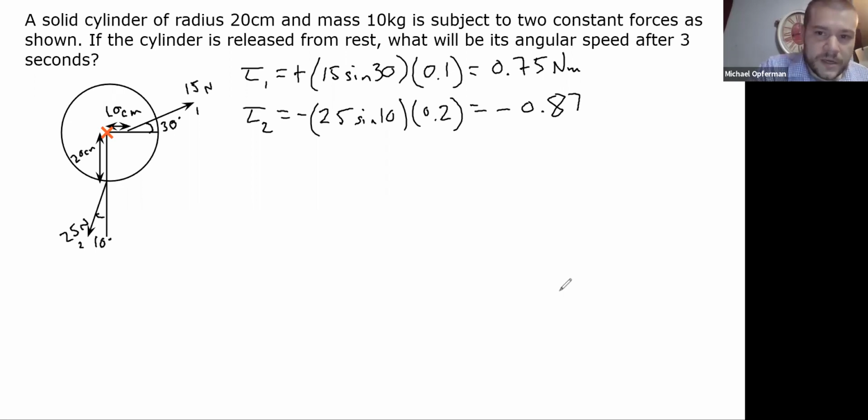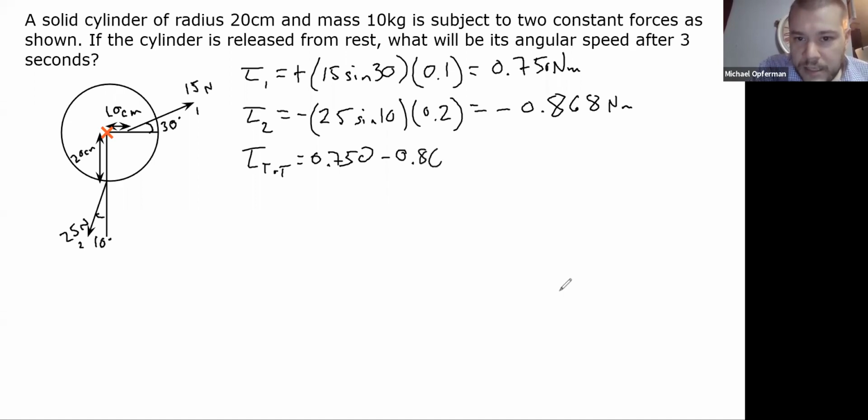Okay, maybe we better keep an extra significant figure because it looks like we might get some cancellation pretty soon. So let's call it 0.868, and this one was 0.750. Now when we take the total torque, it's going to be positive 0.750 minus 0.868. 750 minus 868 is negative 0.118 newton meter.